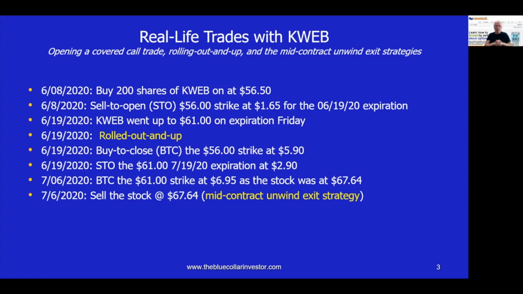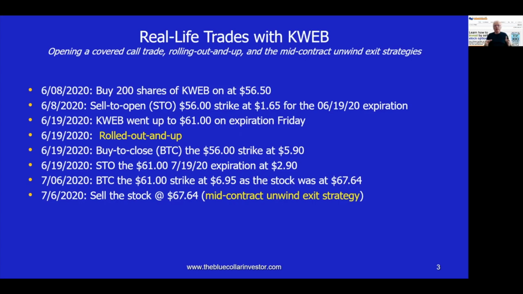Now, on 7/6, we ended up buying to close that 61 strike at $6.95, as the stock had moved up in price to $67.64. It was just launching itself to the moon. The stock was sold at $67.64 after closing that 61 strike at $6.95. So those are all the numbers.